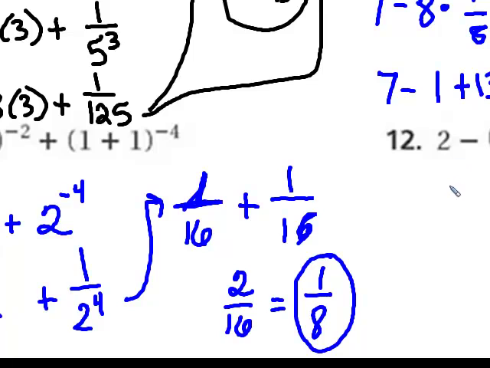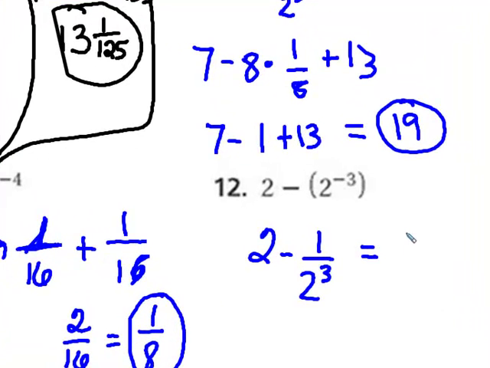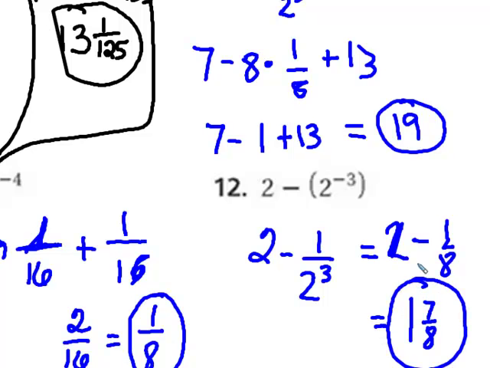And let's try one more. So I have 2 minus 2 to the negative third power, so that's going to be 2 minus 1 over 2 to the positive third power, or 2 minus 1 over 8. So if I just think about this, if I have 2 whole and I'm subtracting 1/8, I'm going to have 1 with 7 of the 8 parts left over. So 1 and 7/8.